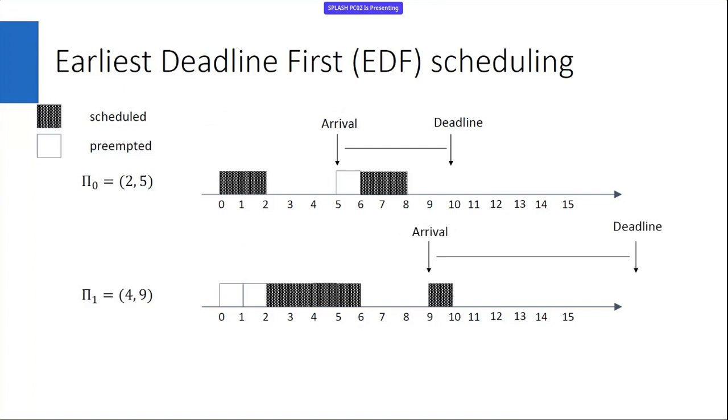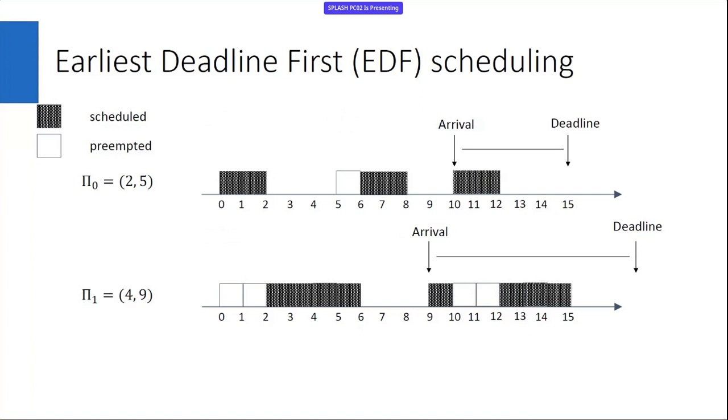And at instant 9, you execute partition 1 because it has a shorter deadline, so 18. And then at 10, you execute partition 0 again. So you get the idea of how the priority changes among partitions at runtime.